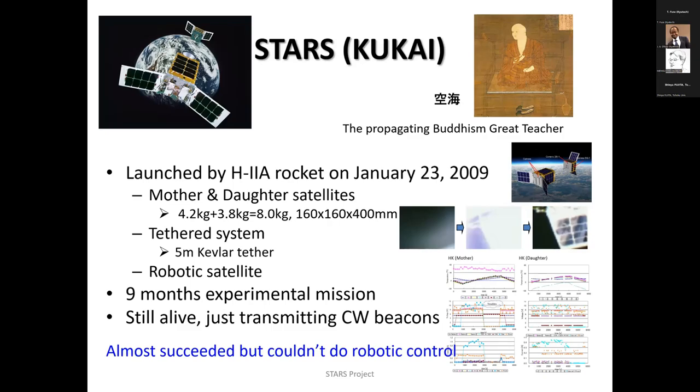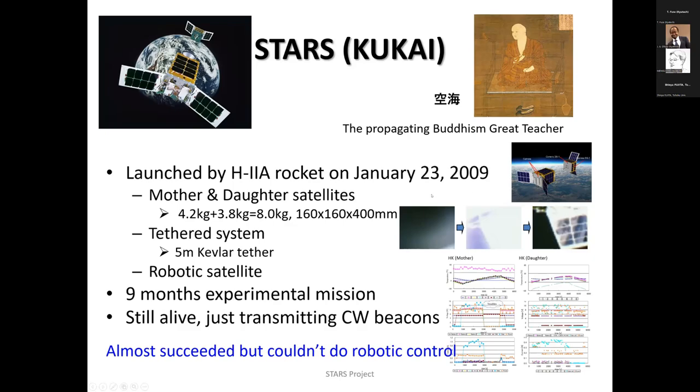And this satellite, I said, consists of mother and daughter, and these are connected by tether. So this is a tethered satellite. The tether length is 5 meters, and the tether is Kevlar. And also this satellite is a robotic satellite. You can see in this picture, this CG, that this is a daughter satellite, and the daughter satellite has a robotic arm.